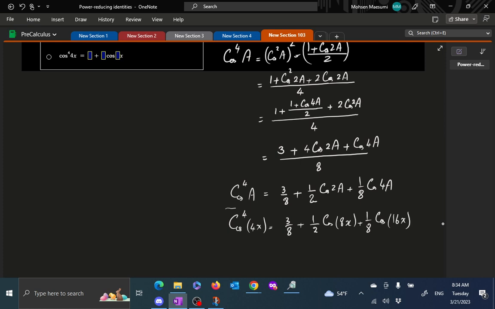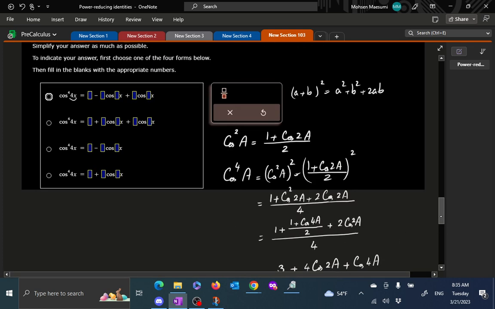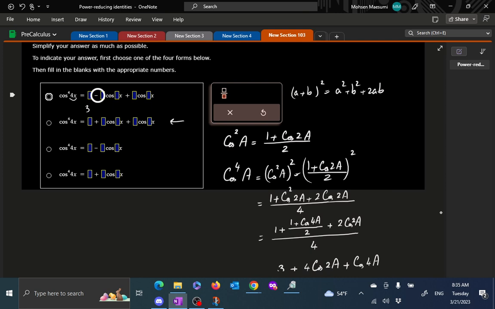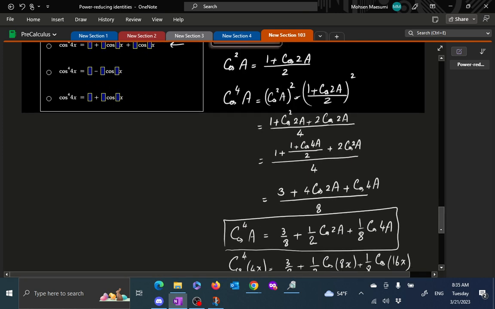So this is the major part here, and this is the application in this problem. It's this form, because we don't have negative, we have positive. So I have 3/8, 1/2 cosine of 8x, and then what's 1/8 of cosine of 16x. So you just put those ingredients in.